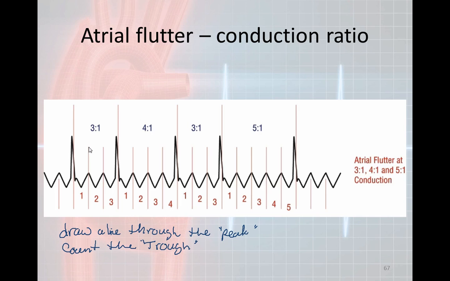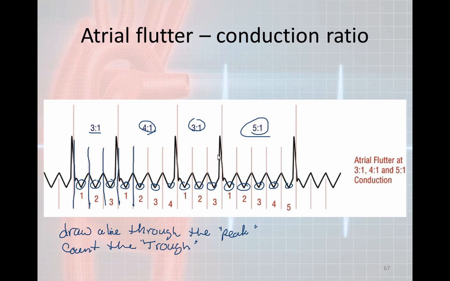So as you can see here, you draw a line through the peaks. There should be a peak here, and there's a peak here. They already drew the lines, and you count the troughs. 1, 2, 3, QRS. So that's a 3-to-1. 1, 2, 3, 4, QRS. That's a 4-to-1. 1, 2, 3, QRS. 3-to-1. 1, 2, 3, 4, 5, and then you hit your QRS, and that would be considered a 5-to-1.